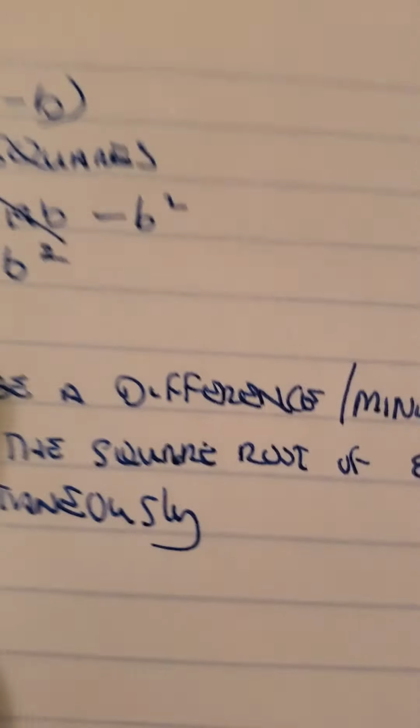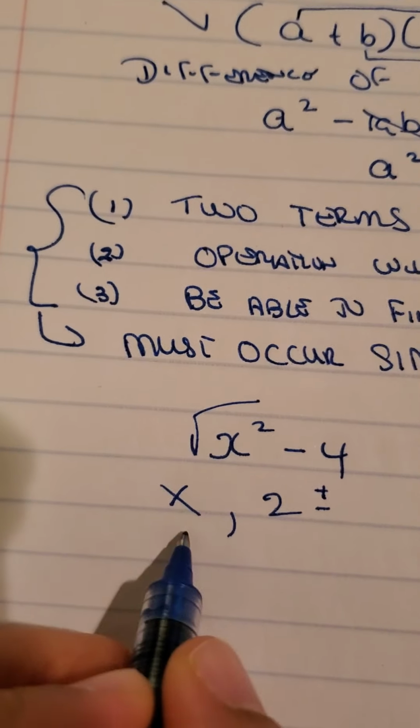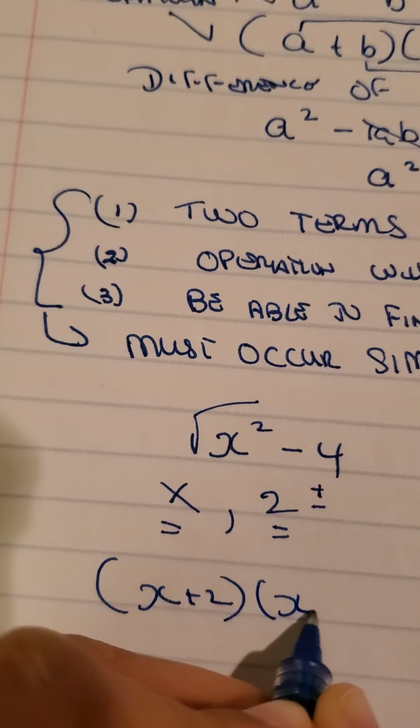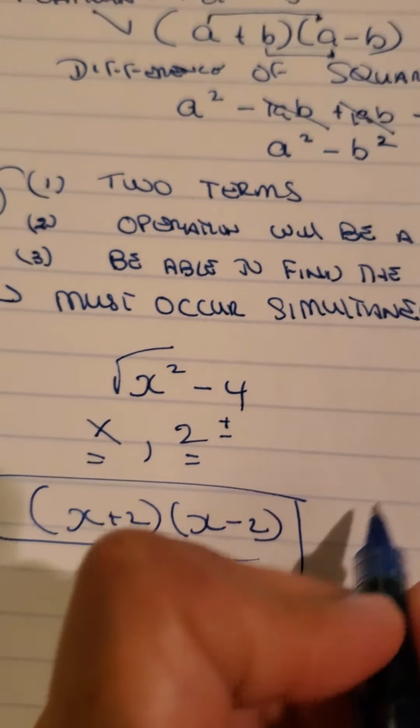So for example, if we have x squared minus 4, is it two terms? Check. Is it a difference? Check. Can we find the square root of x squared? Yes, that's x. Can we find the square root of 4? Yes, that's 2. So here I have my a and here I have my b. So it's x plus 2 and x minus 2. Done. Oh, it's so beautiful.